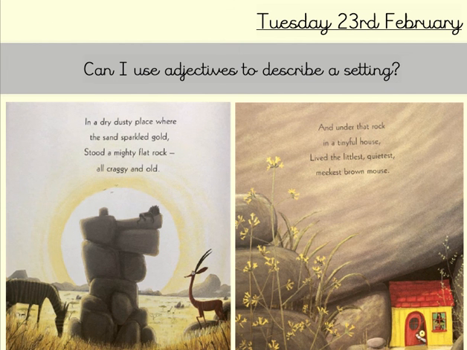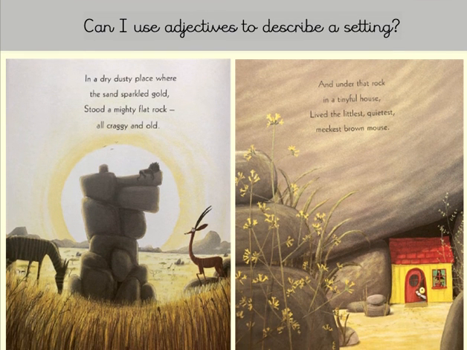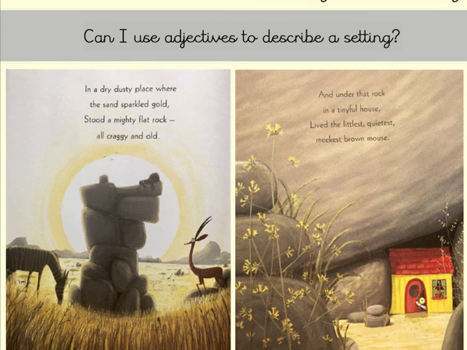In a dry, dusty place, where the sand sparkled gold, stood a mighty flat rock, all craggy and old. And under that rock, in a tiny full house, lived the littlest, quietest, meekest brown mouse.